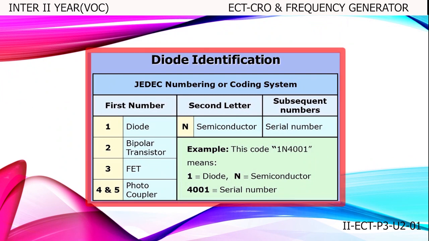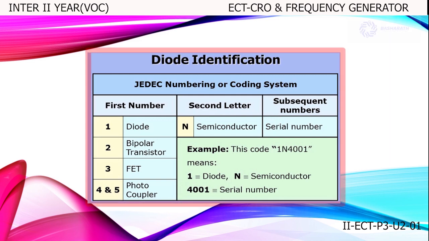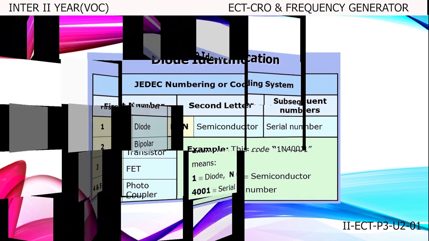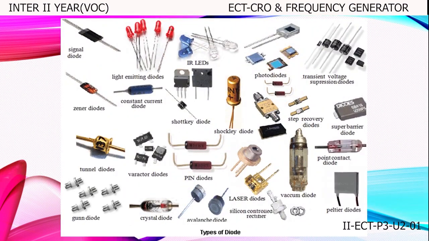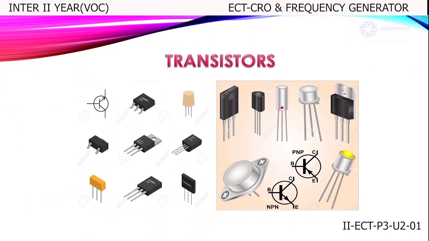In this slide, an example of diode identification is given. If the code of the component is 1N4001, then 1 indicates a diode, N indicates semiconductor, and 4001 is the serial number of the component. In this slide, we can see different types of diodes. Here we can see different types of transistors and their symbols.